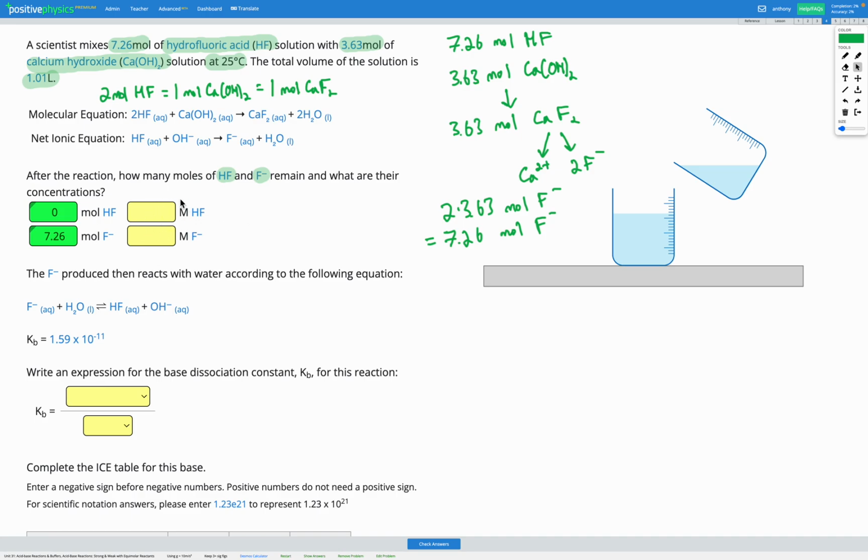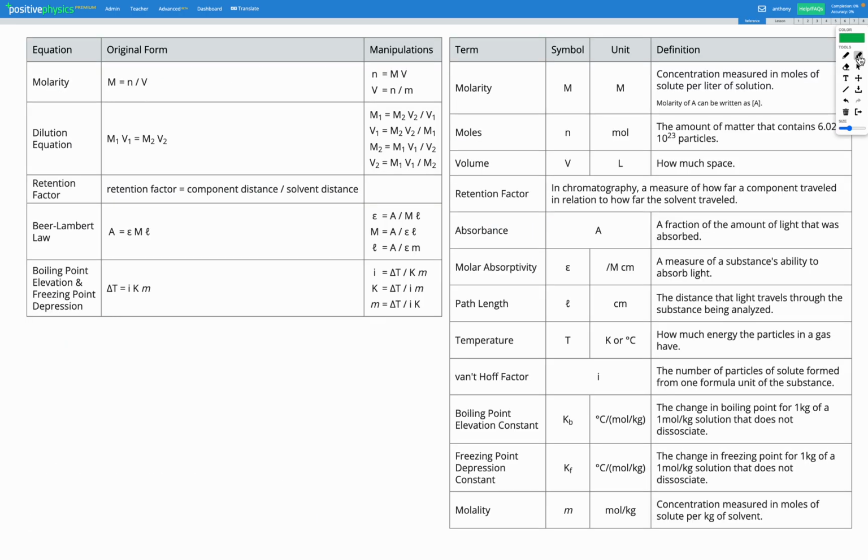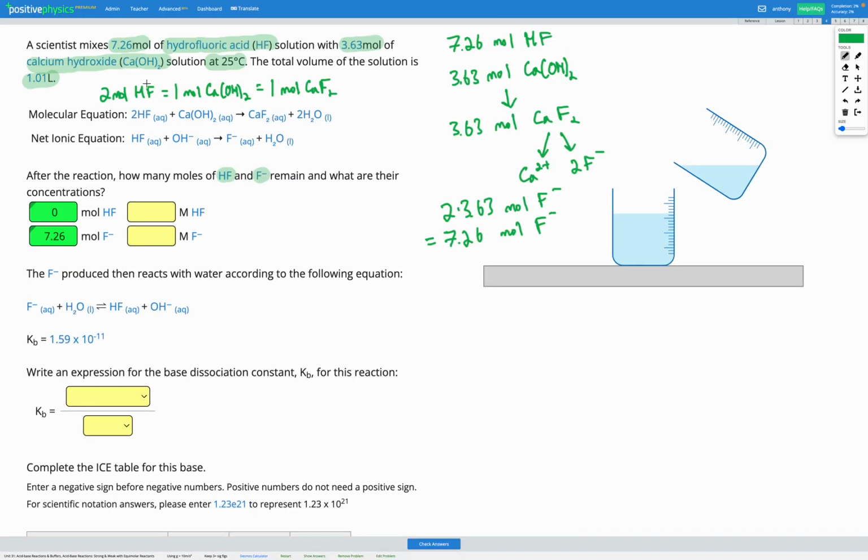We also need to know their concentrations. Let's head to the reference sheet to find the equation for that. Here's the solutions page on the reference sheet. Here's the molarity equation. Molarity is equal to number of moles divided by volume. For hydrofluoric acid, since we had 0 moles, we know that our concentration or our molarity is also going to be 0.